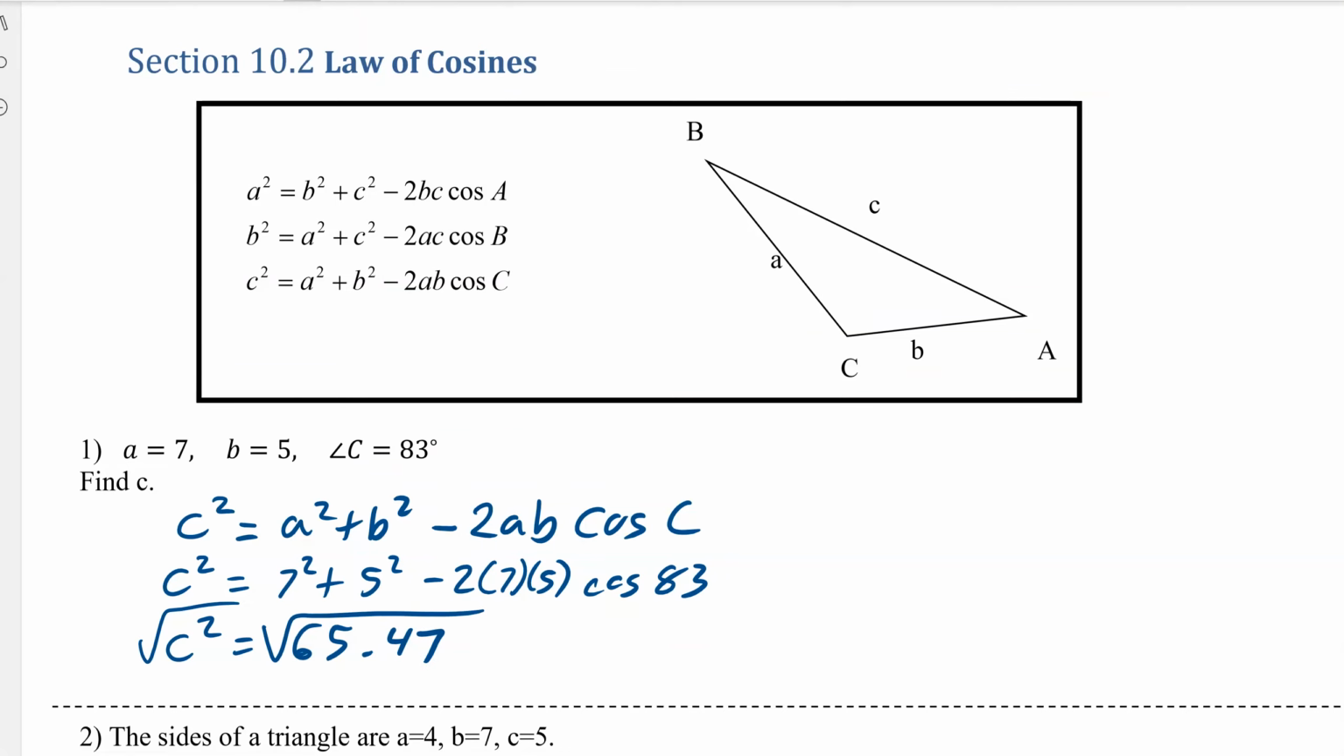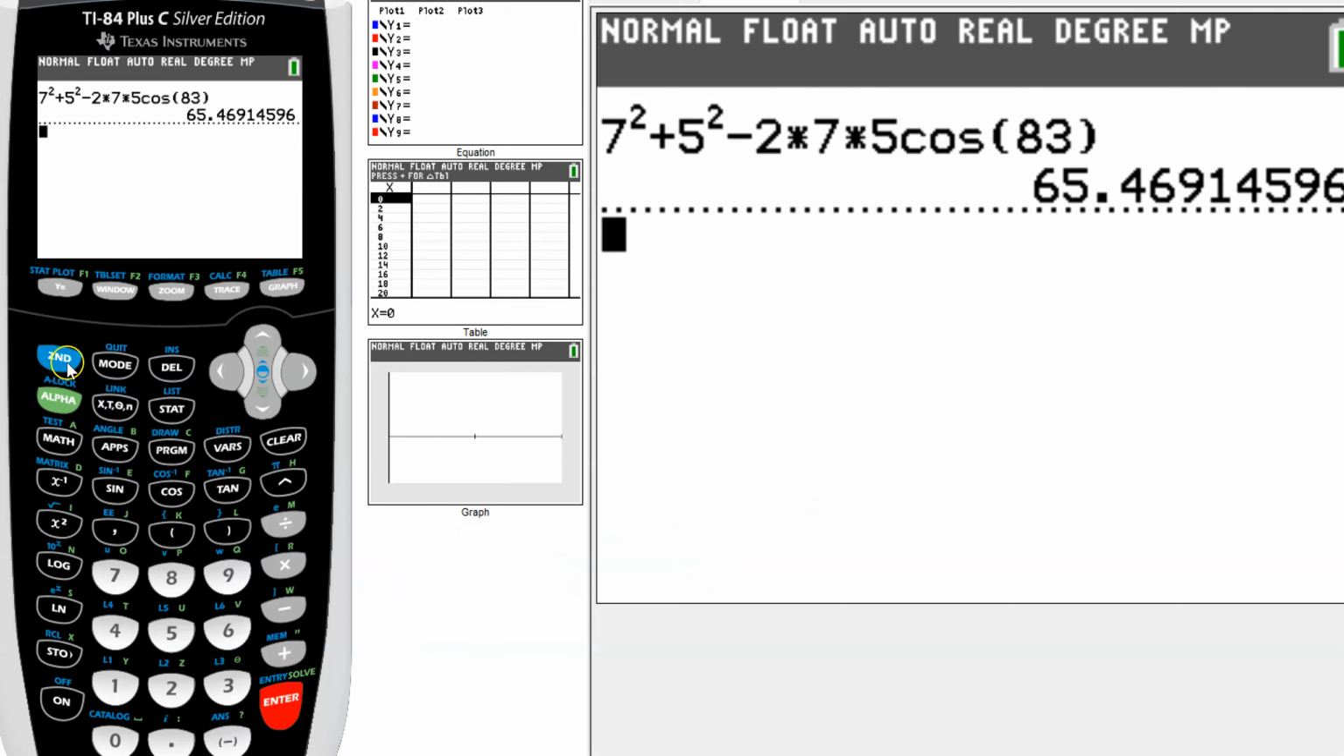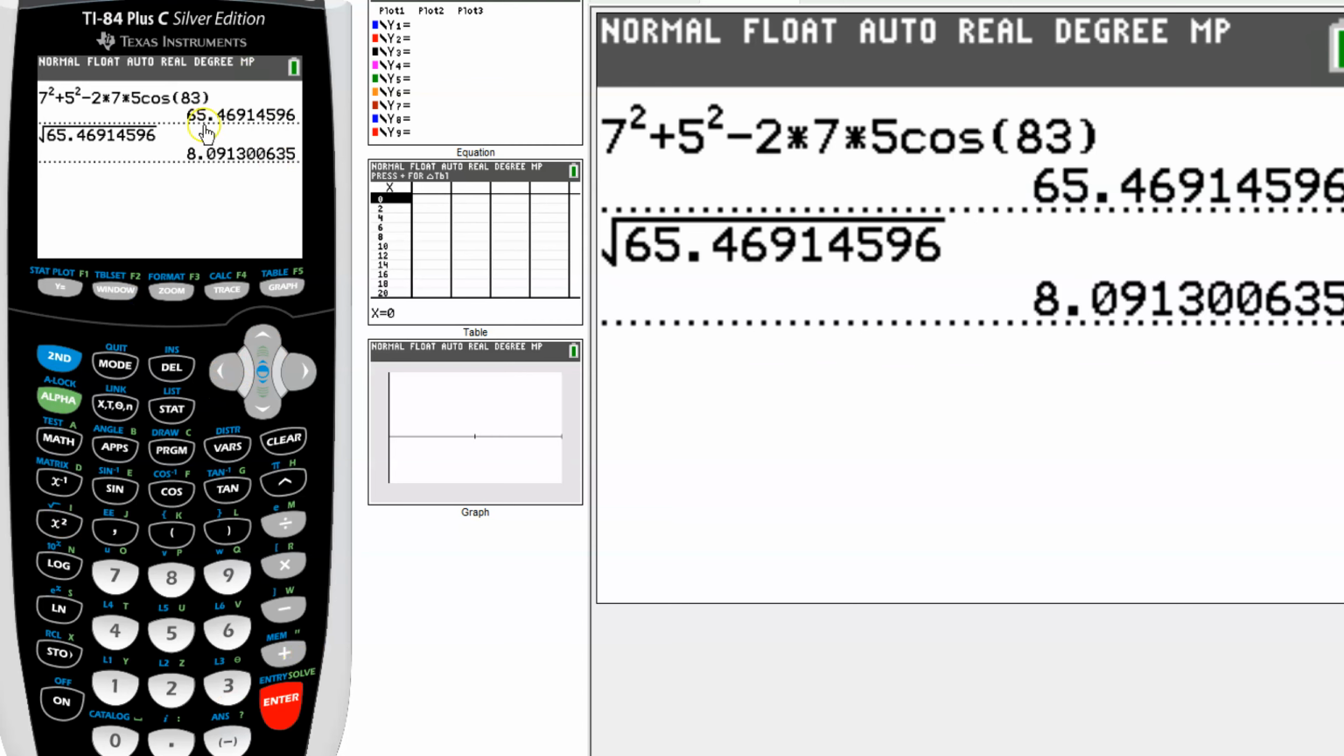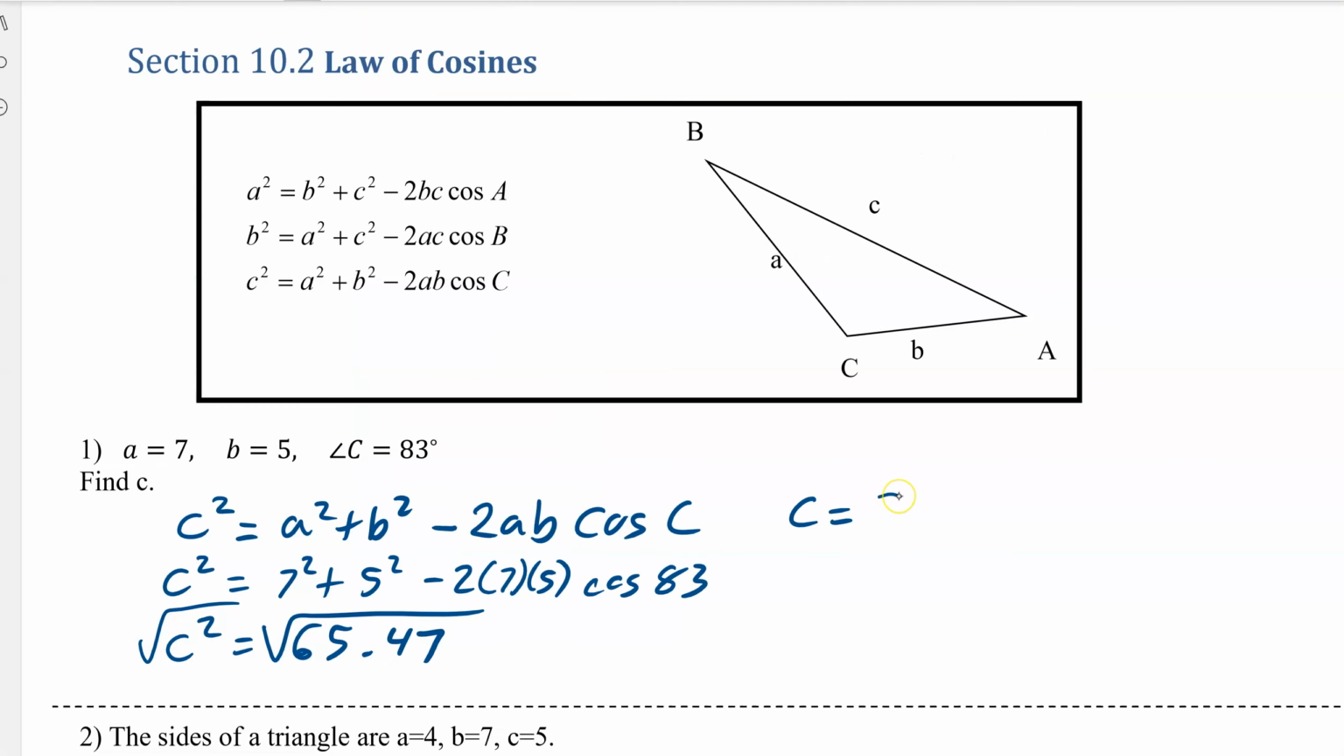And then we square root, and we're only looking for the positive here because we have a side length, you can't have negative side lengths. So now we just need to square root it. So second square root, go back up and grab it, and then hit enter, and it says we'll just say 8.1 to round it off. So 8.09 or 8.1. So it equals 8.1.